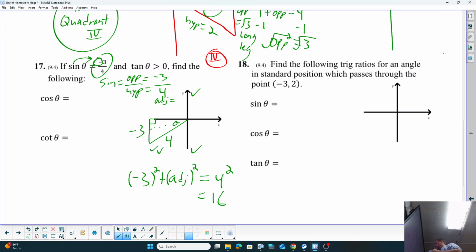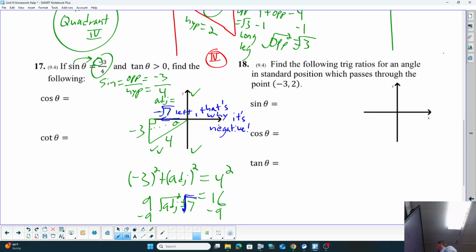So that's 16, that's 9. We're going to minus that 9 over. 16 minus 9 is 7. So the adjacent side squared is equal to 7. We square root both sides. So the adjacent side is going to be the square root of 7. But it's going left, that's why it's negative.